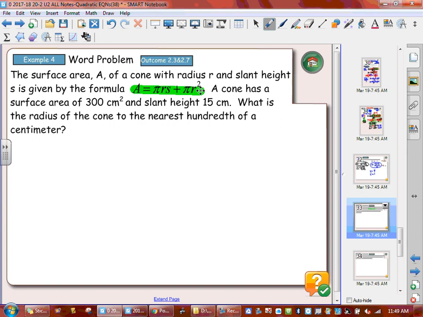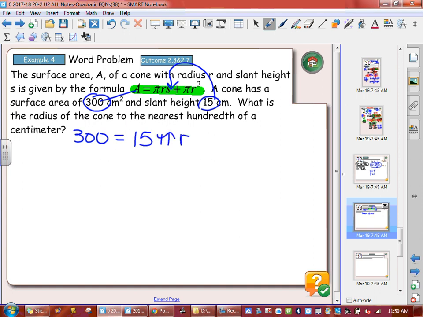What we have to do is circle the numbers and match them to where they belong. That's our first step. So the 300 is going to match the A, and the 15 is going to match the S. Now we have to solve for the r. It's going to look like this: 300 equals 15 pi r plus pi r squared.